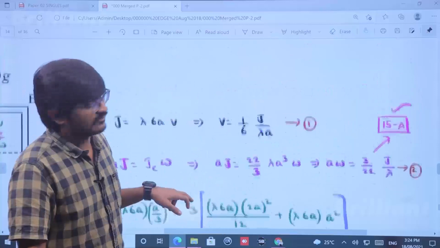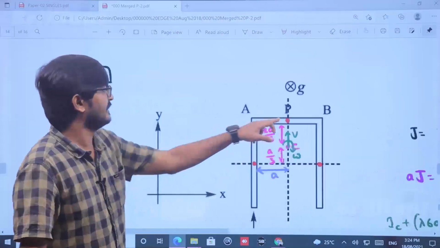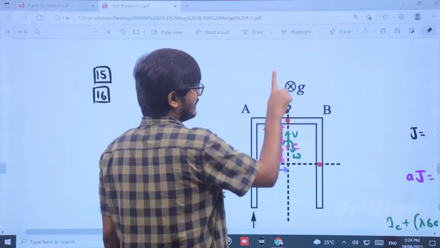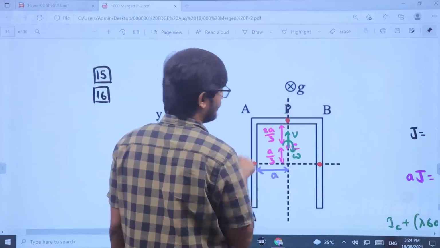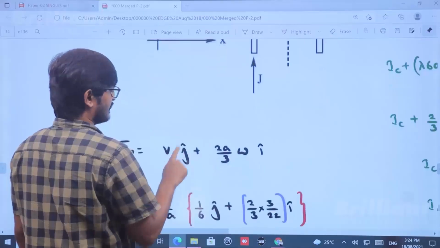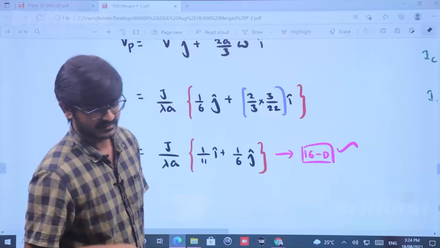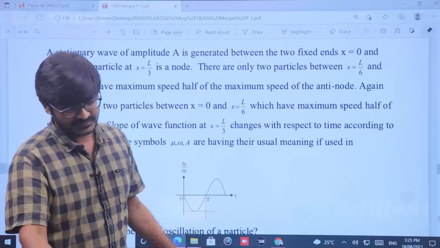They are asking velocity of point P. Now point P you can visualize like translation of center of mass and rotation about center of mass. So V will be along this direction and 2a by 3 omega will be along this direction. V plus 2a by 3 omega. You can substitute both the values, you will be getting the required answer. Next question, you can pause and you can read the question.